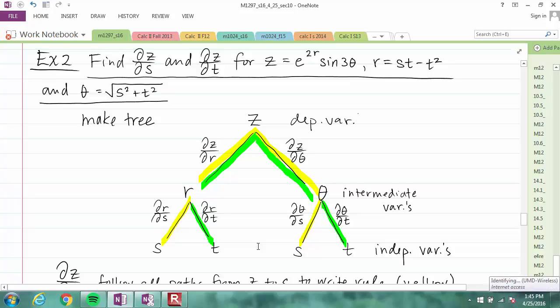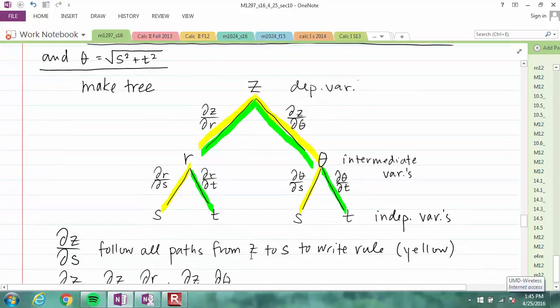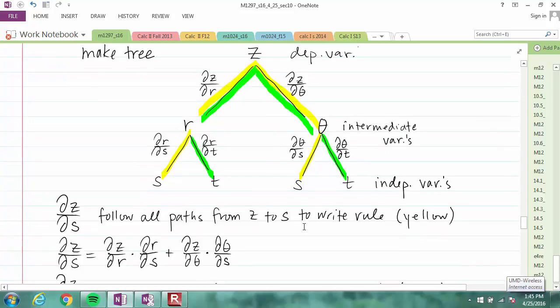So one at a time, let's find the partial of z with respect to s. That means we're going to follow which color path? The yellow one or the green one, guys? The derivative of z with respect to s. Which one? Yellow. Okay, follow the yellow path. And so we're going to take dz over dr times dr over ds plus the other branch that goes to s. So that's what's written there. And that's what we need to do. So now we have to go find a whole bunch of derivatives to plug in there.